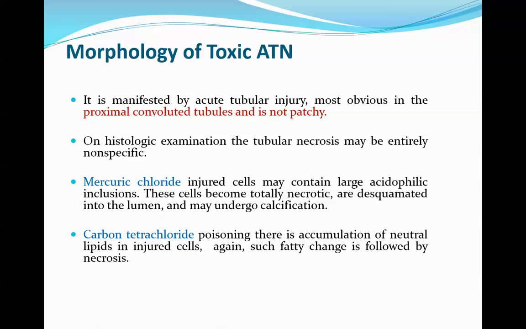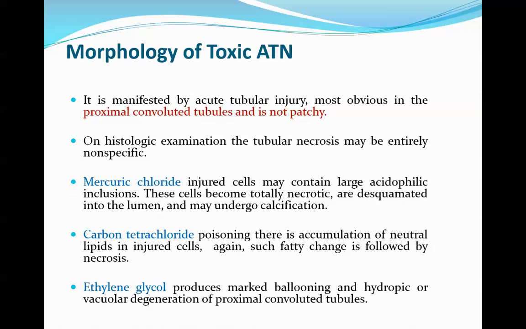The other one is carbon tetrachloride, another poison. There is accumulation of neutral lipid in the injured cell. Again, such fatty change is followed by necrosis. So in this tubular epithelium, you will see a fatty change. And in fatty change, what you actually see are lipid droplets inside the cytoplasm. So in mercury chloride, you see large acidophilic inclusions and calcification. In carbon tetrachloride, you see fatty change. So you see a lipid in the cytoplasm.